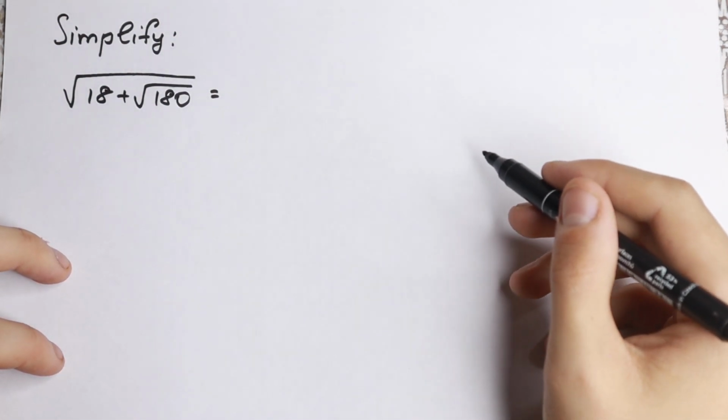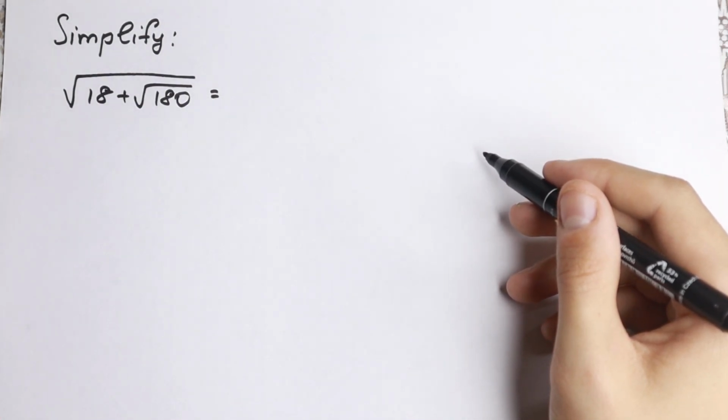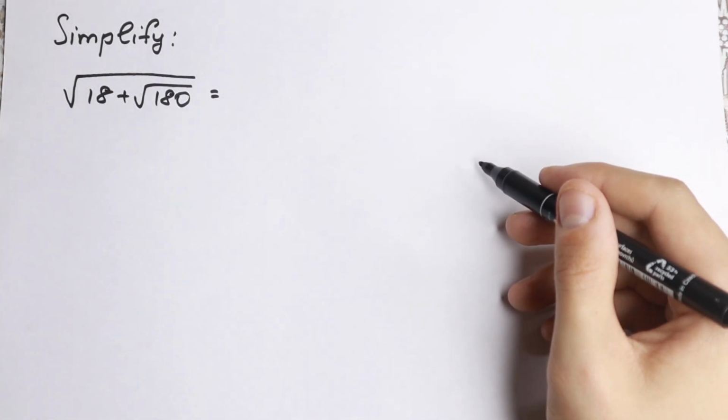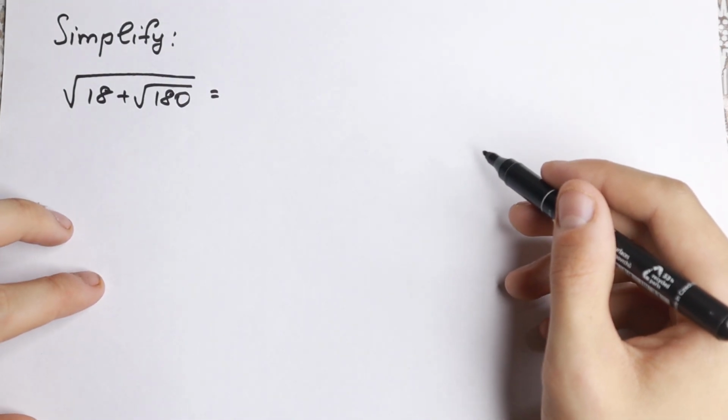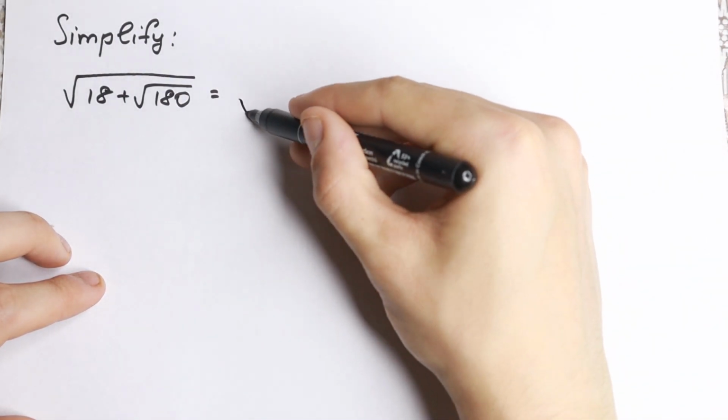Really interesting problem today. We need to simplify this expression. We have square root of 18 plus square root of 180. And of course, let's try to simplify this step by step.